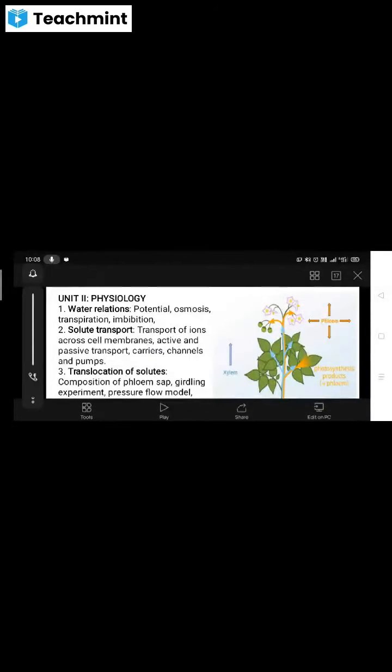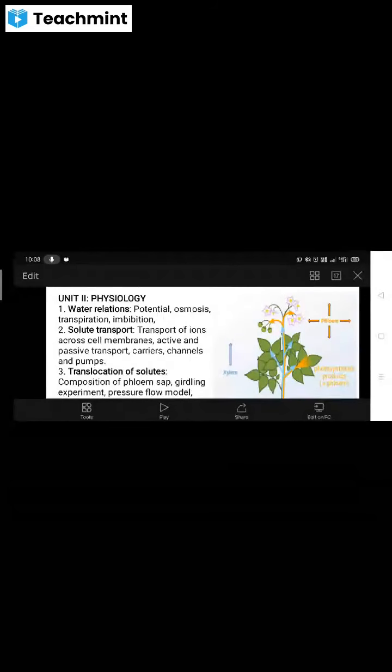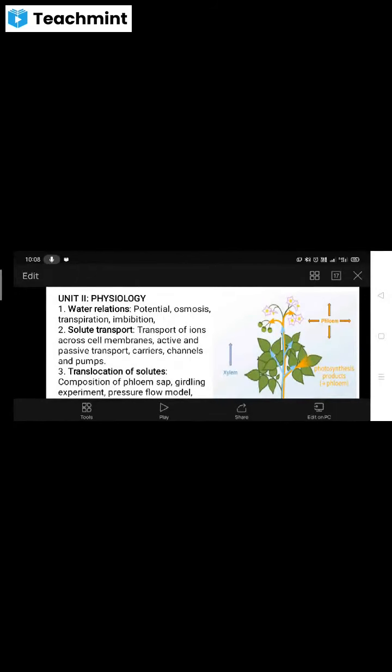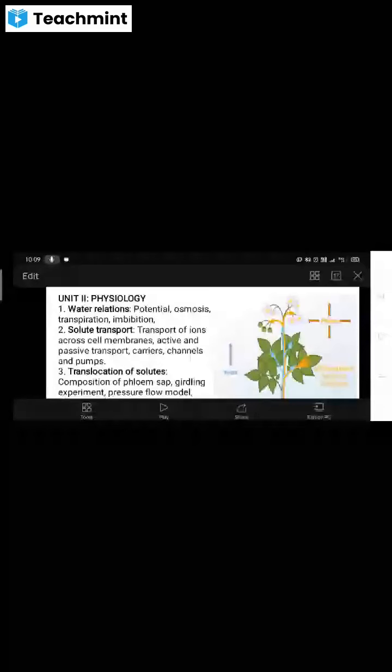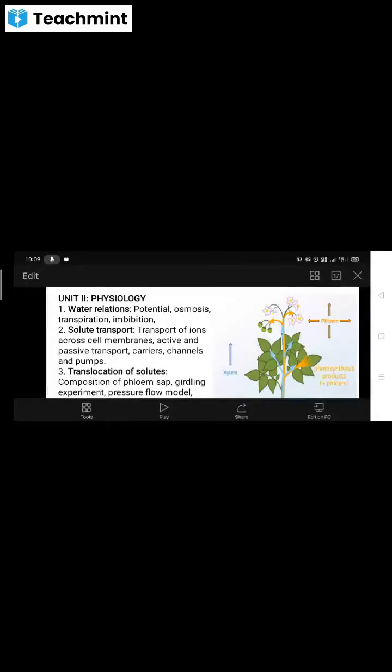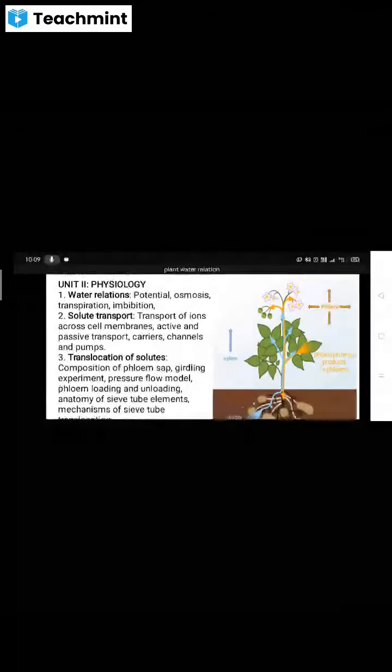Okay. So let's start the second unit in your paper, physiology. It is a branch of botany in which there is a study related to the different processes which take place in the plant, like photosynthesis, then respiration. These are the different processes, growth, development, all types of processes which are happening in the plants. They are all studied under physiology. So here in the physiology unit, there are different points covered in your syllabus.